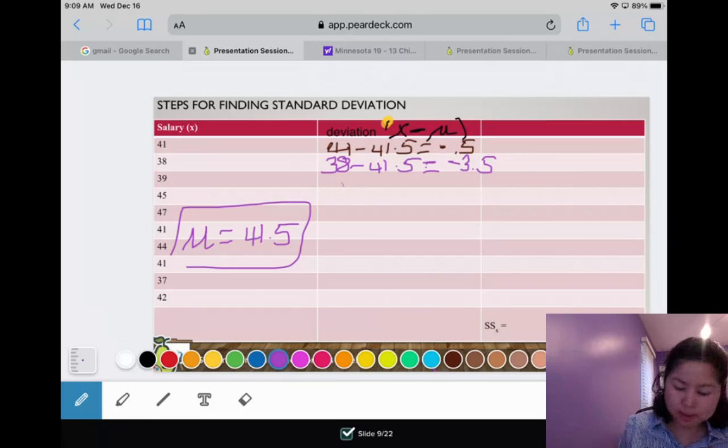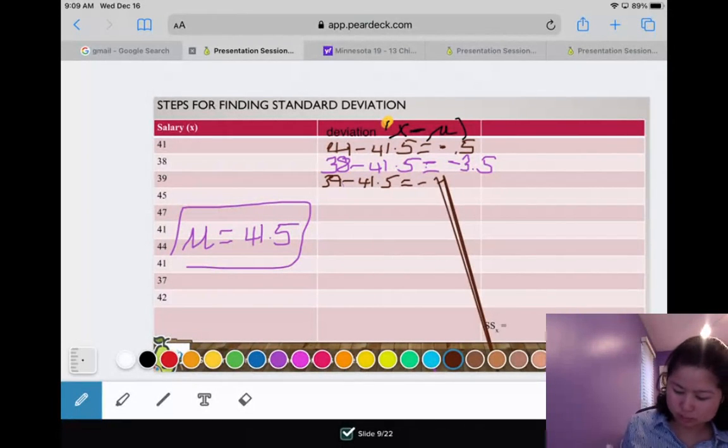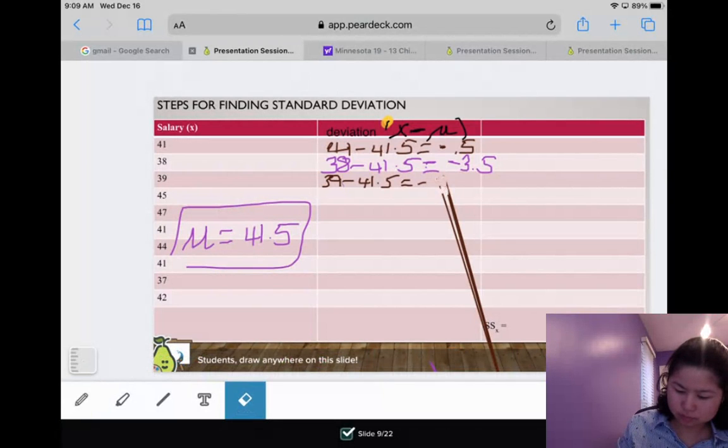And I will do the same thing for the next one, which is 39. So 39 minus 41.5 would give me negative 2.5, okay?